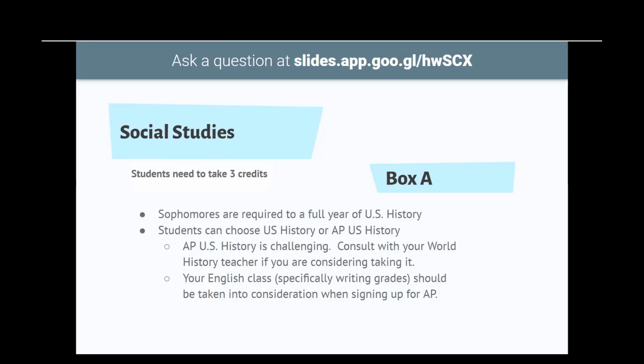Moving on to social studies. Social studies is the class that all sophomores, 10th grade students take in their 10th grade year. It is a full year class made up of 2 semesters. Again, you have some options here, and this is your first option for you to explore AP courses. And I'm going to talk about AP towards the end of the presentation. But you can take regular US history or the AP US history.